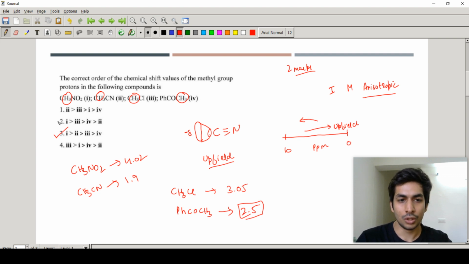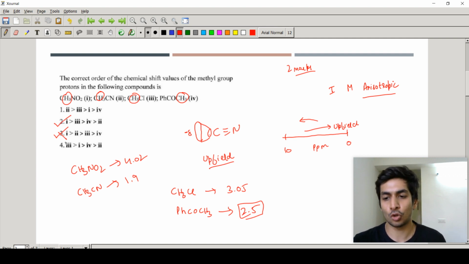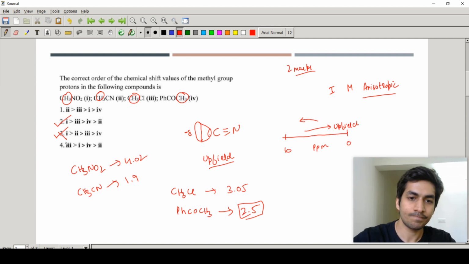1, 3, 4, 2. So based on this, we can say that the correct answer is option number 2, 1, 3, 4, 2. So this was a little tricky question. You had to know about the anisotropic effect to get to this answer. Otherwise you would have marked option number 3 like most of the students did. All right, so let's move to the next question.